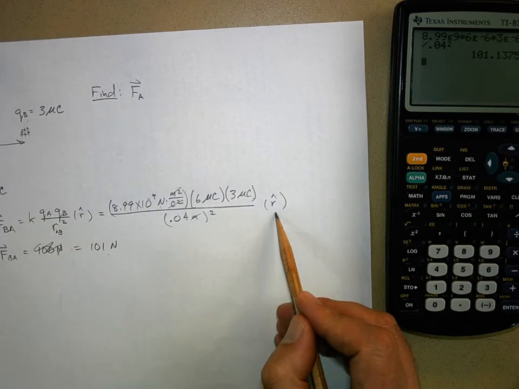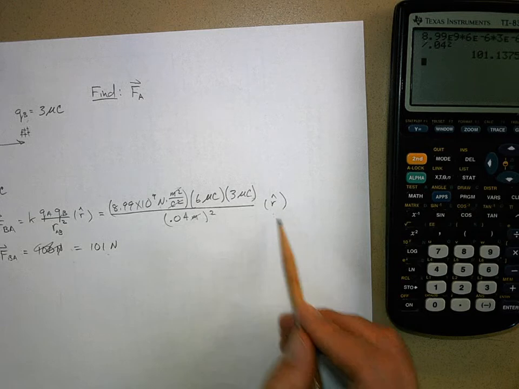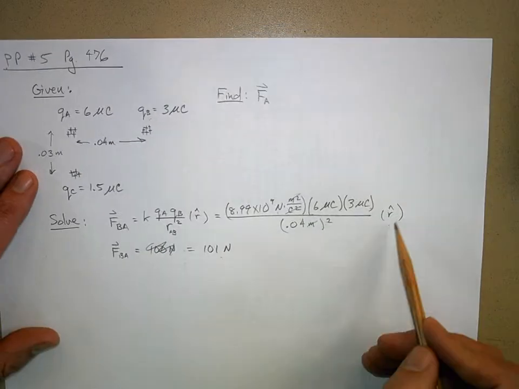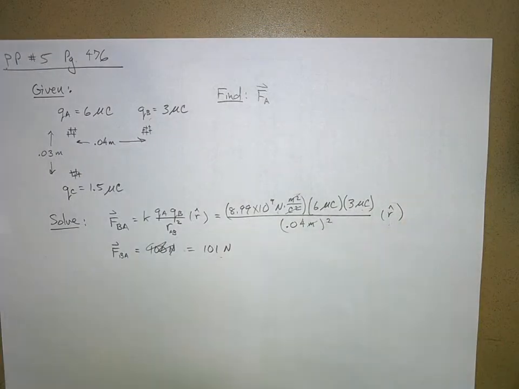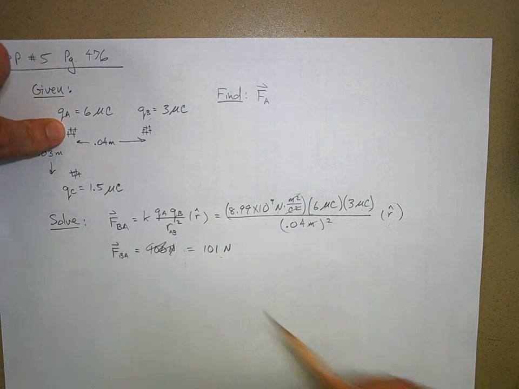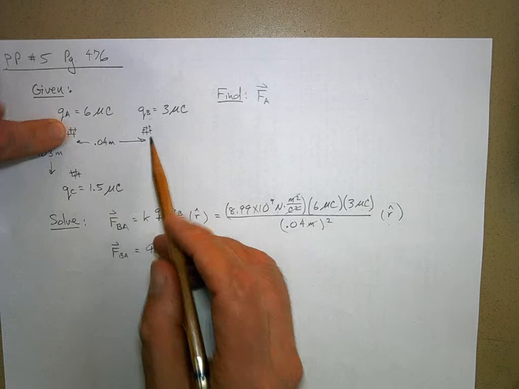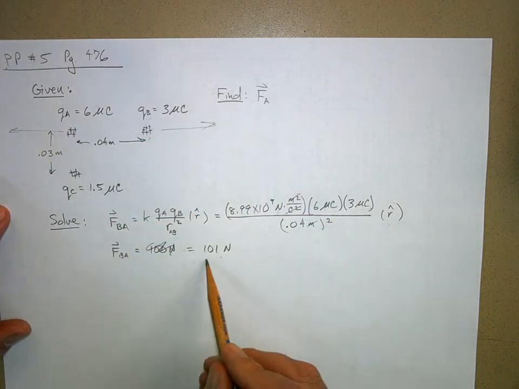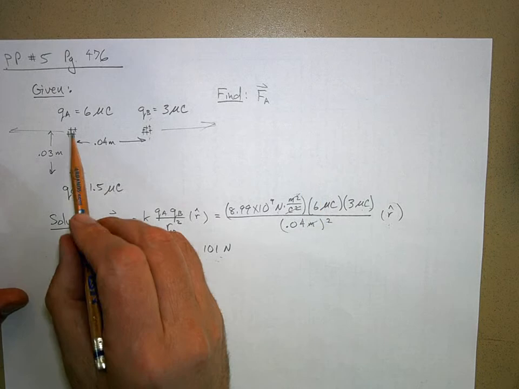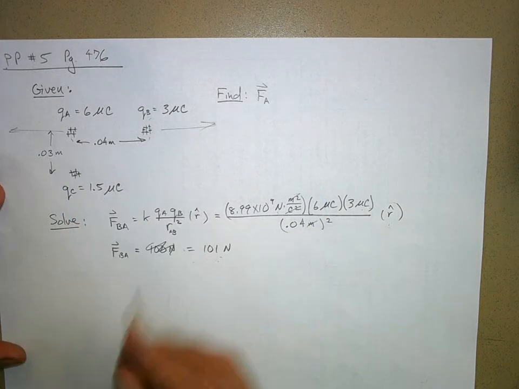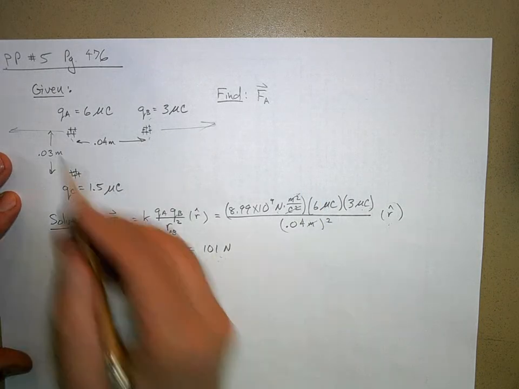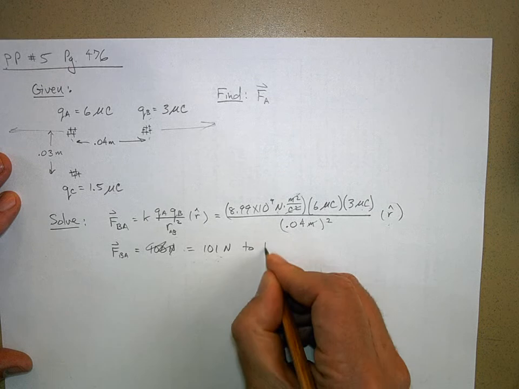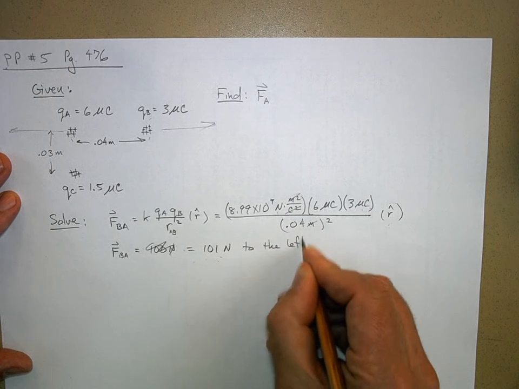Now, what does this r hat direction mean? It means, since these are 2 positive charges, r hat means away from. So what direction is away from QB? These things are pushing each other apart, aren't they, with 101 newtons of force. But if I'm looking at QA, this is 100 newtons. It's pushing it to the left.